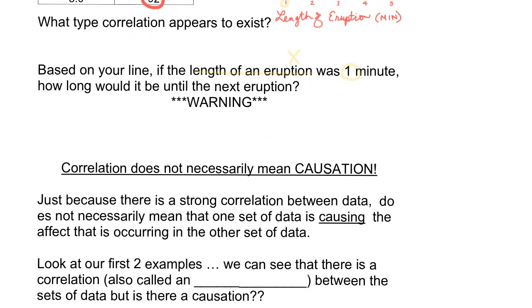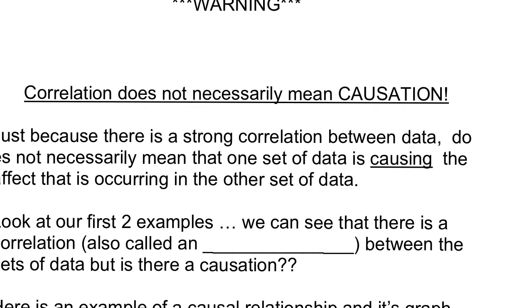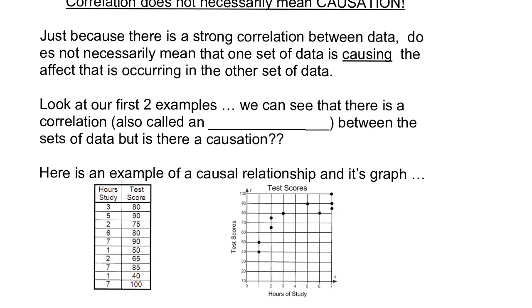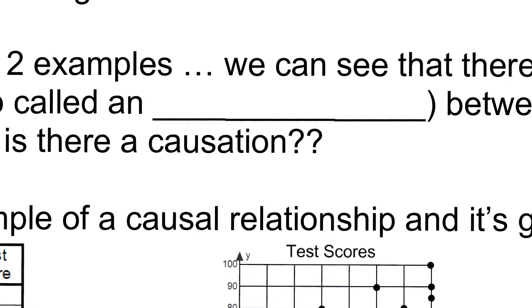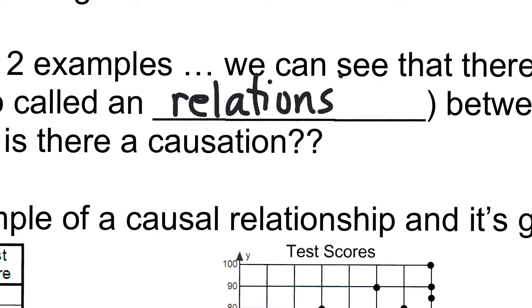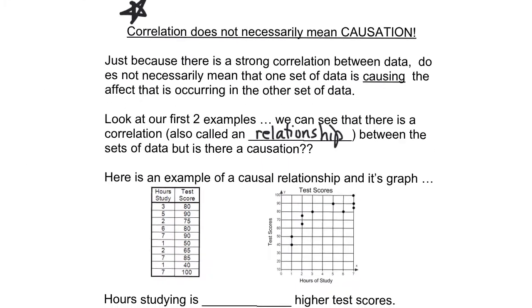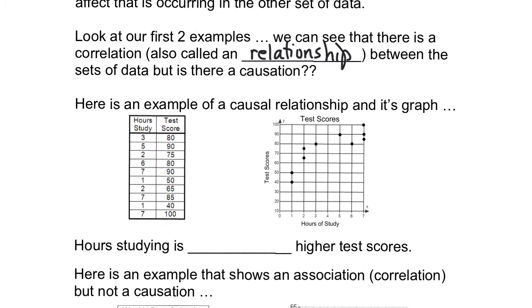Now starting at the top of your page, correlation does not necessarily mean causation. Just because there's a strong correlation or relationship between data does not necessarily mean that one set of data is causing the effect that is occurring in the other set of data. So look at our first 2 examples. We can see that there's a correlation, also called a relationship, between the sets of data, but is there causation?